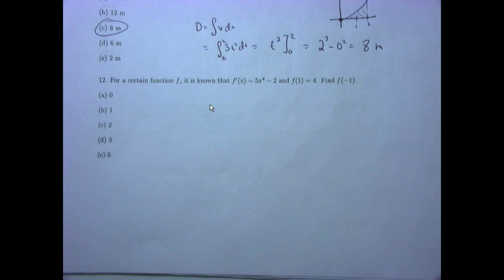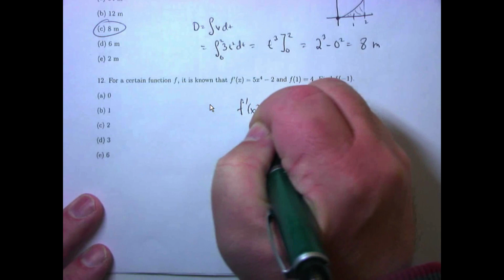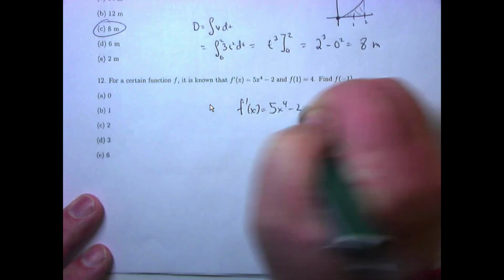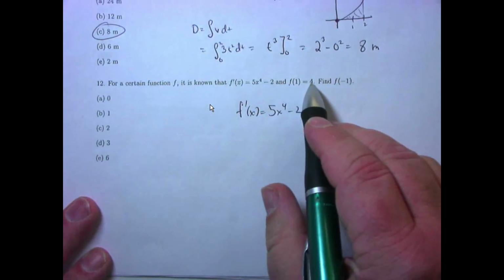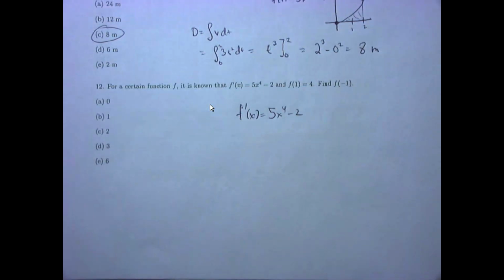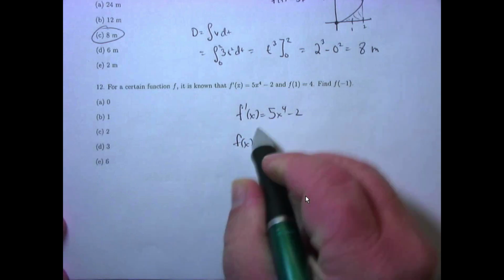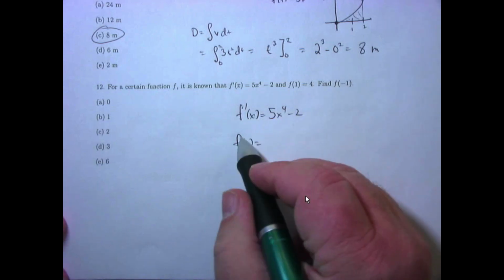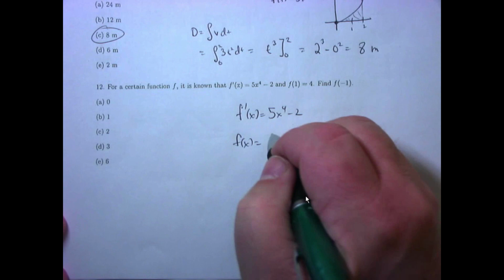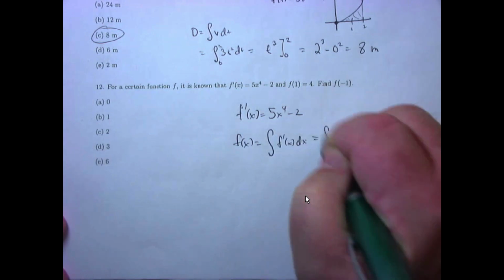For a certain function f, it is known that f prime of x is equal to 5x to the fourth minus 2. F of 1 is equal to 4. Find f of negative 1. This is actually a Calculus 1 question at the end, but it does require Calc 2 to understand what you're doing here. They want me to know something about the function. What do I have to do to the derivative to get the original function back? Welcome to Calc 2. Yes, you're going to integrate the derivative to get the function.